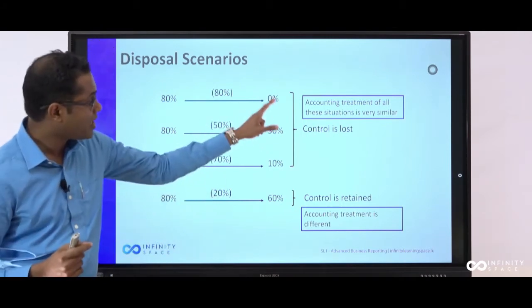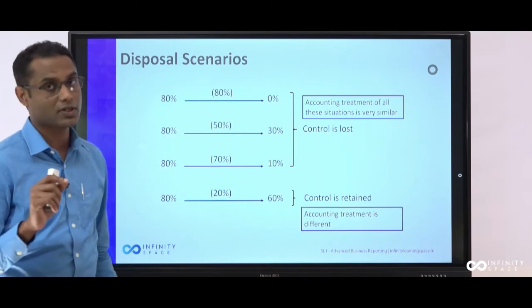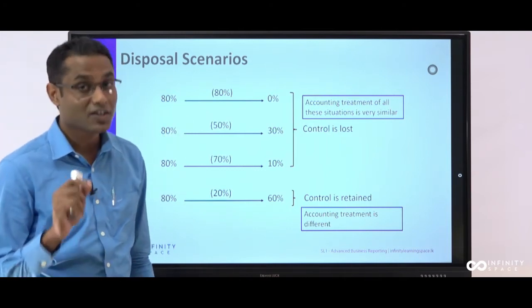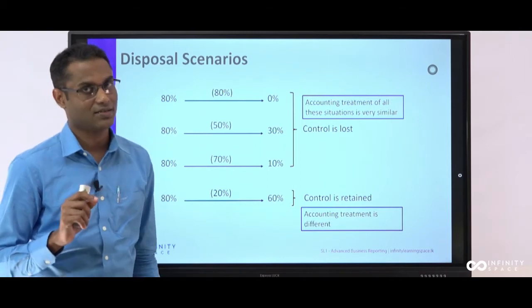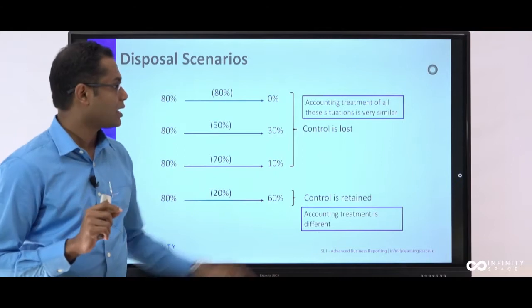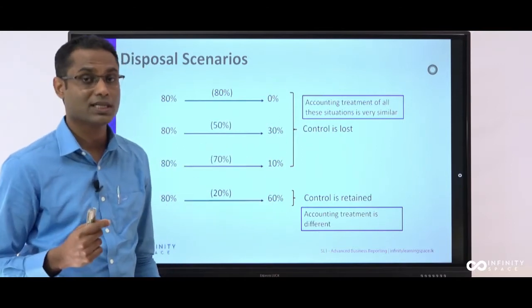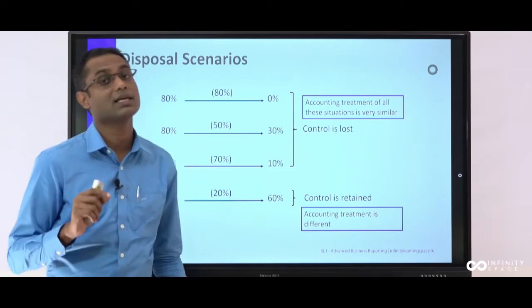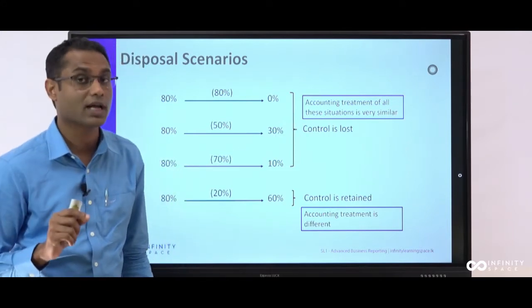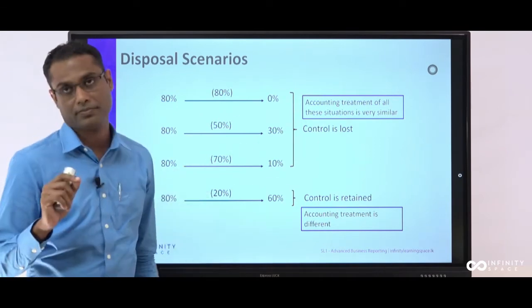Okay, so one common feature of the first 3 scenarios is that in all these 3 scenarios, the parent loses control over the subsidiary. So the control is lost, and the calculation of gain or loss on disposal is very similar in all these 3 situations. We will look at the format of calculating the disposal profit or loss in a little while, but it's very similar.